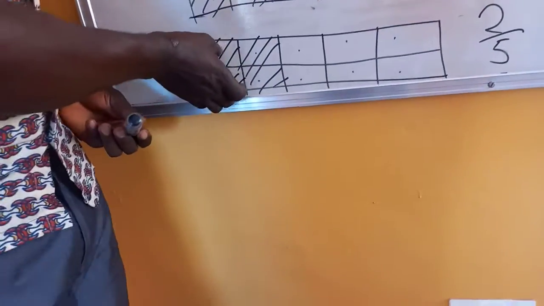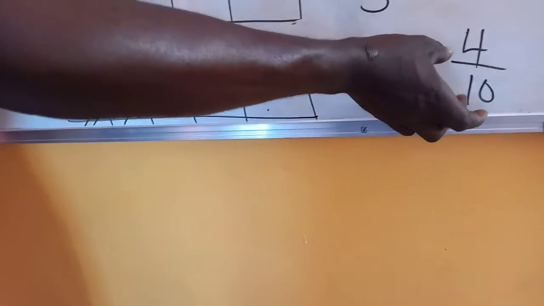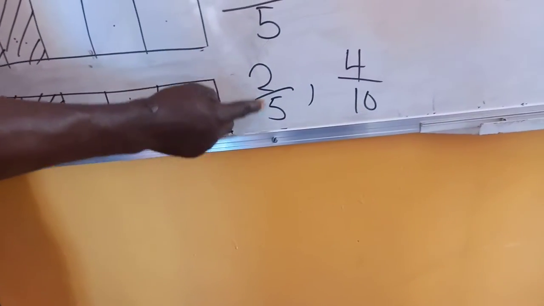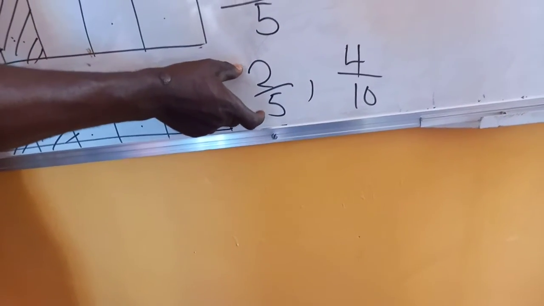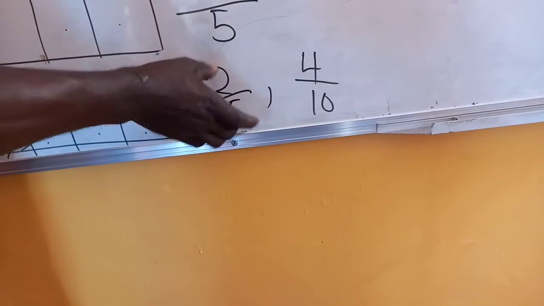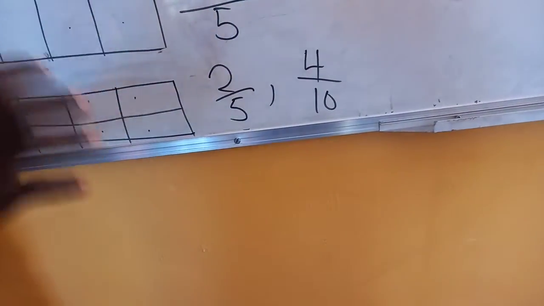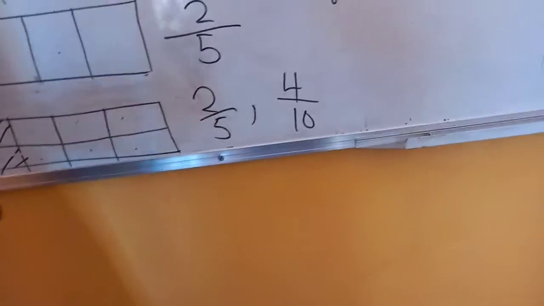So this fraction has been divided into 2 equal parts again, and now I have formed a new fraction. You see that this is 2 out of 5, but this becomes 4 out of 10. The numerators and denominators are different, right? But the value is the same, just because we divided into 2 equal parts. Now let's move on.